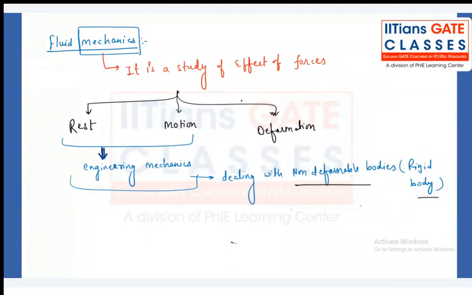Now we can study this effect of forces in three particular conditions. One, when the body is under rest. Second, when the body is under motion. Third, when the body is under what, guys? When the body is under deformation. There are three states possible for any body: the body can be under rest, under motion, or under deformation. Please make a note of it.